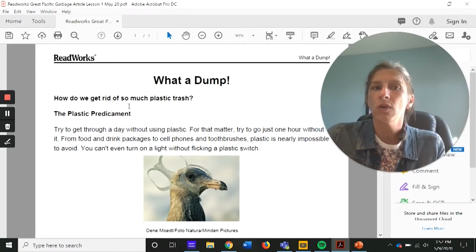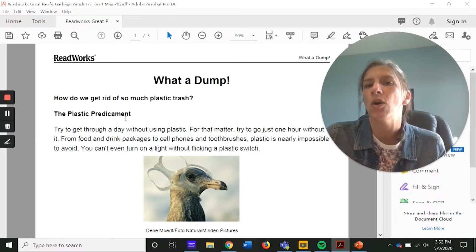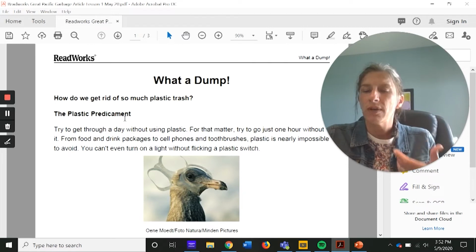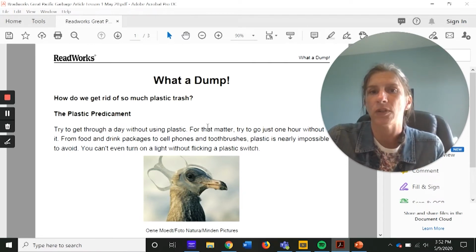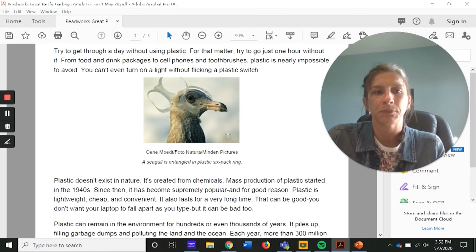Now, we can already look at the heading here, the plastic predicament. This is telling us how the issue came about. So we really want to focus on those headings today so we can narrow down where we're going to look for our answer for our essential question.